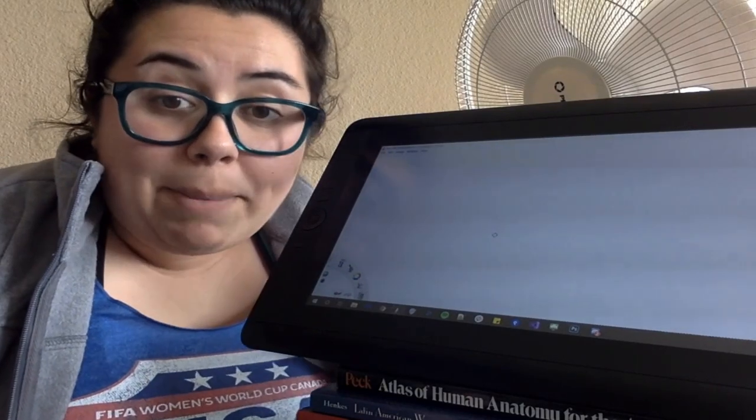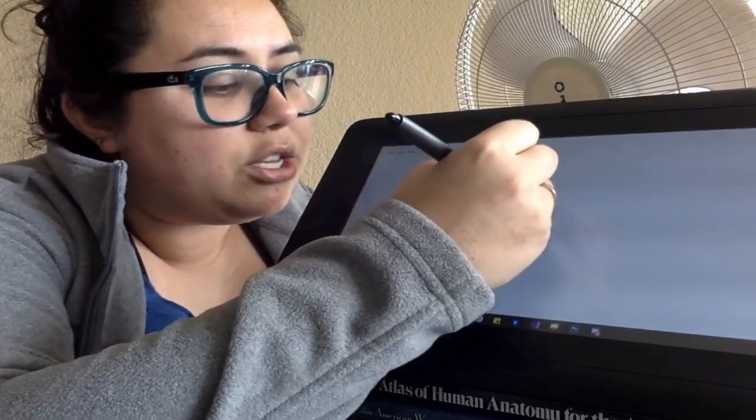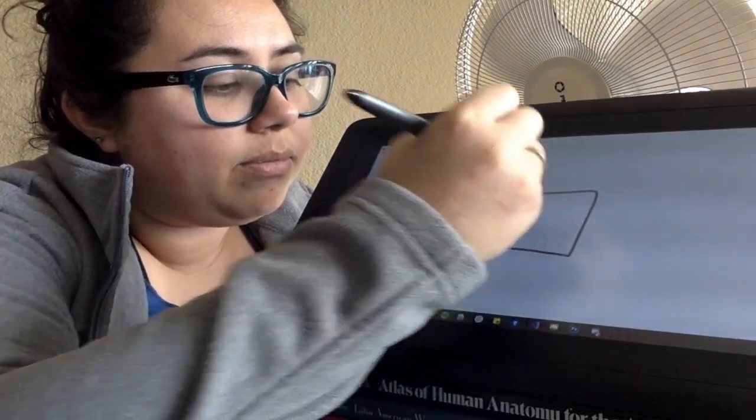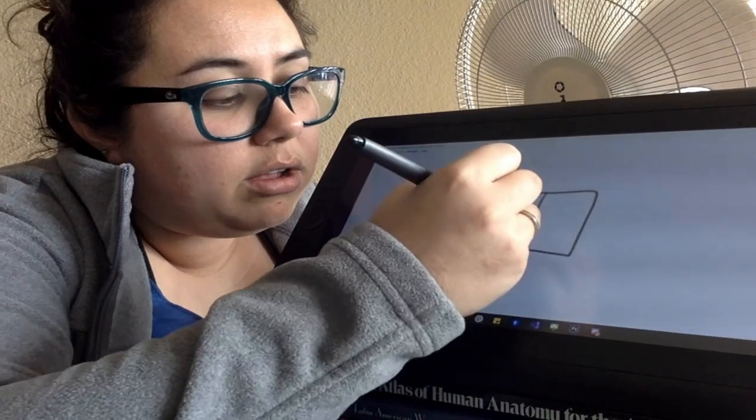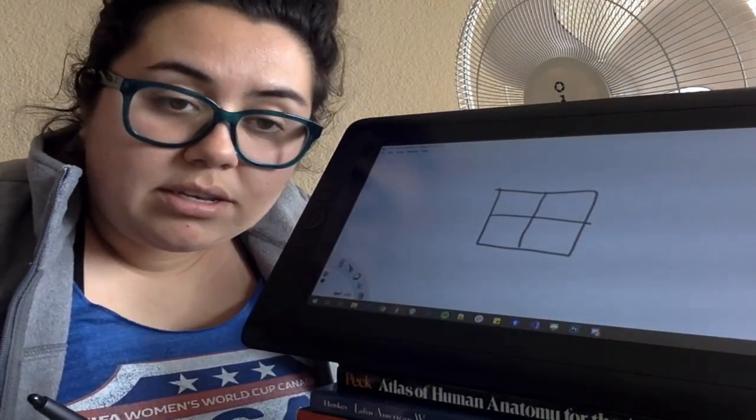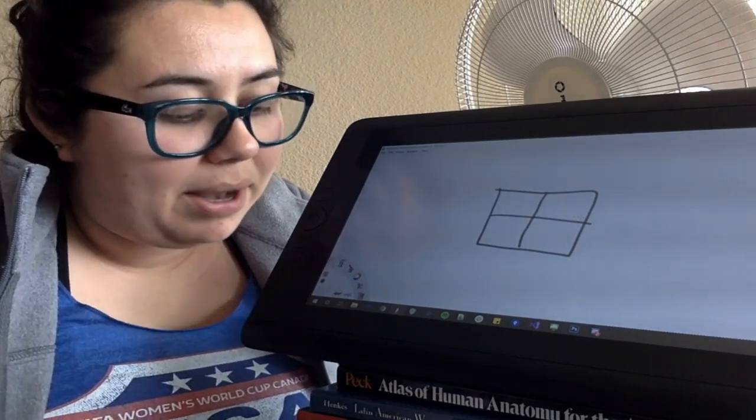We're going to be using the fancy screen again today. So here we go. Remember, a Punnett square is exactly what it says, a square. So we have a square, and then inside of that square, we make four smaller squares. And that's it. A Punnett square just looks like a window. So there's our Punnett square.